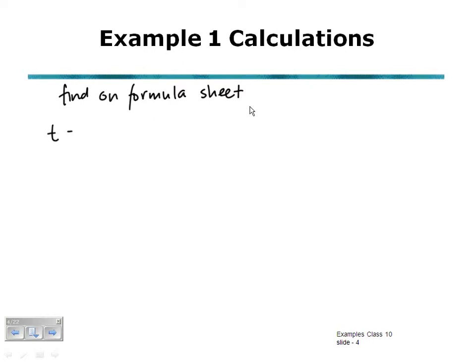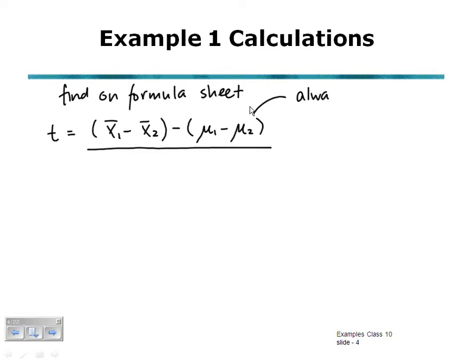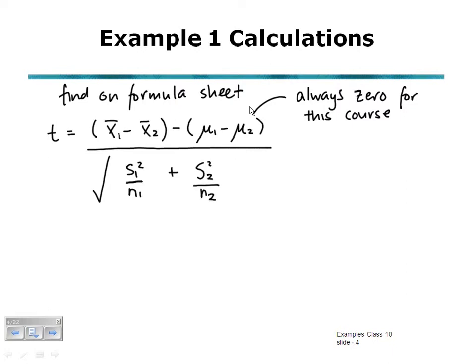That would be t equals mean difference, so x1 bar minus x2 bar, minus the hypothesized mean difference, population mean 1 minus mean 2. And on our course, that hypothesized population mean difference will always be 0. Now we divide this calculated difference in the means minus population mean difference divided by the standard error measure, which in this formula is the square root of S1 squared over N1, that's the standard deviation for the first sample, plus S2 squared over N2, that's the standard deviation for the second sample.